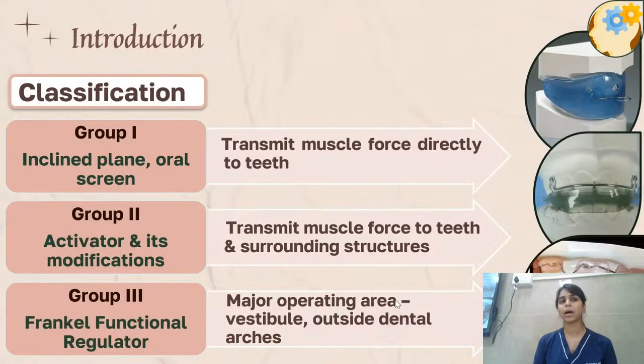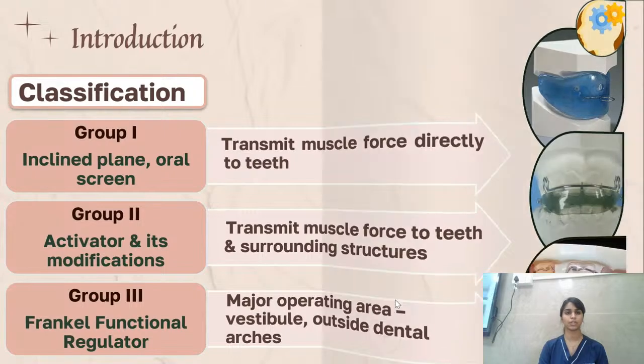So now we'll talk about the classification of various functional appliances. Functional appliances can be broadly classified into three groups. Group 1 includes appliances like inclined plane and oral screen, which act by transmitting the muscle force directly to teeth. Group 2 includes appliances like activator and its modifications, which act by transmitting muscle force not only to teeth but to supporting structures as well. And group 3 includes Frankel functional regulator, whose major operating area is the vestibule, that is outside the dental arches.